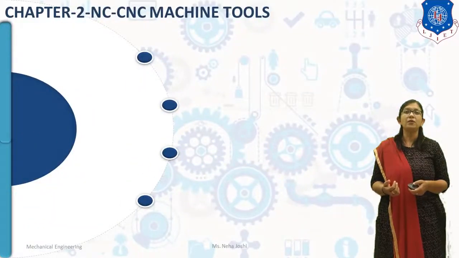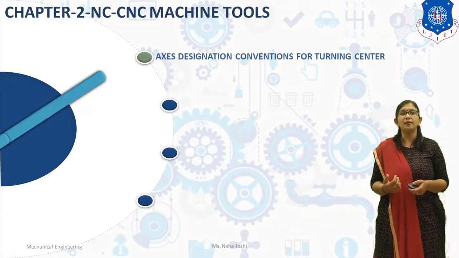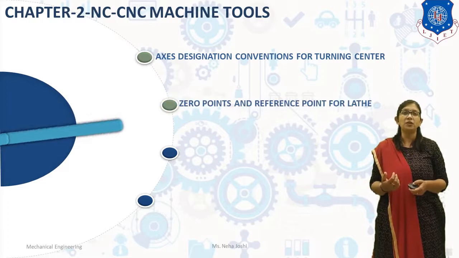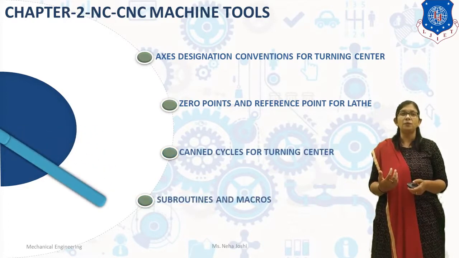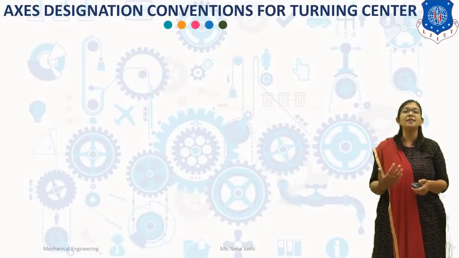In today's session, we will cover different topics like axis designation convention for turning center, then zero points and reference points for lathe machines, canned cycle for turning center, and subroutines and macros. First of all, we will discuss the axis designation convention for turning center.